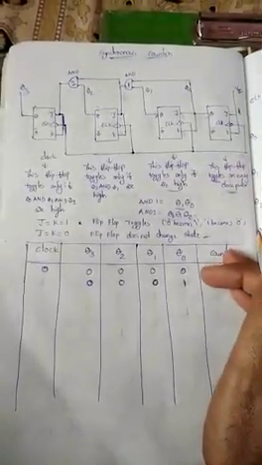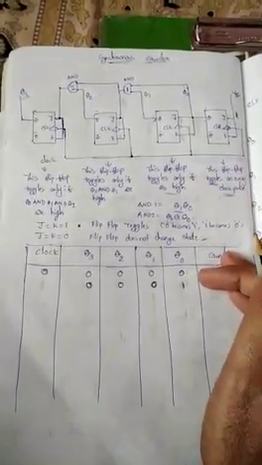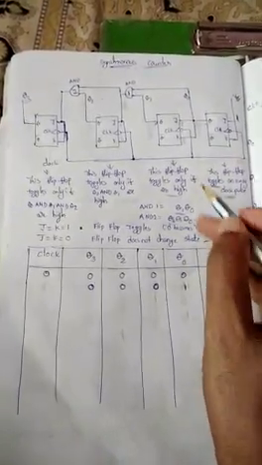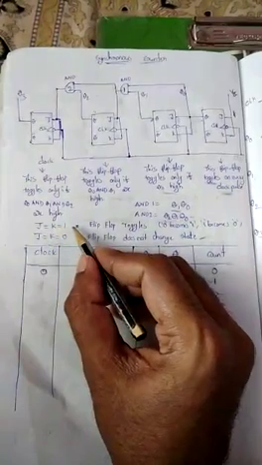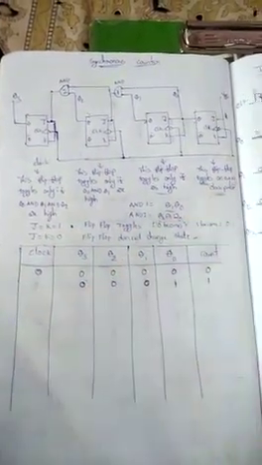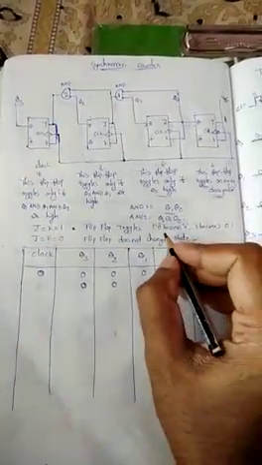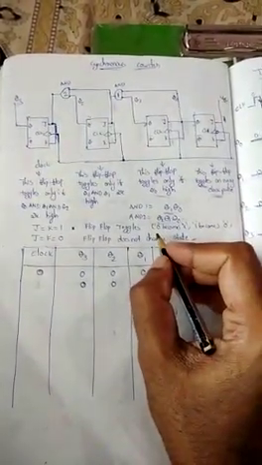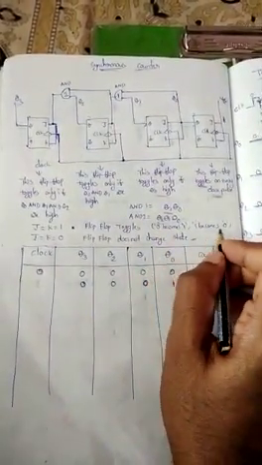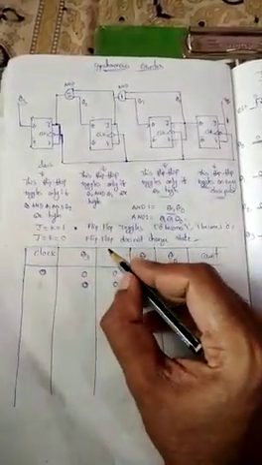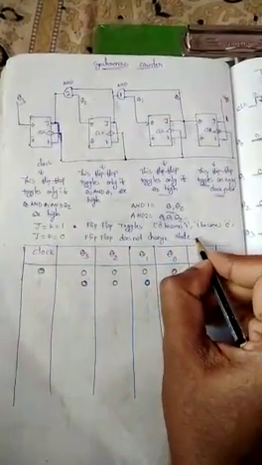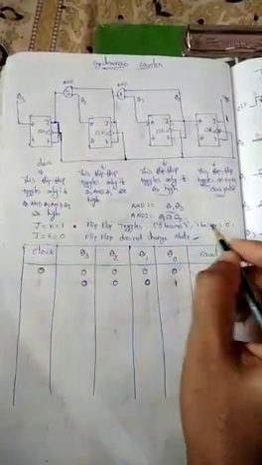Now we discuss the synchronous counting process. So already I am told that input J is equal to K is equal to 1. The flip flop goes to toggle state. Toggle state means we get the complemented previous output: 0 becomes 1, 1 becomes 0. So if J is equal to K is equal to 0, the flip flop does not change the state. It carries the previous state output values.